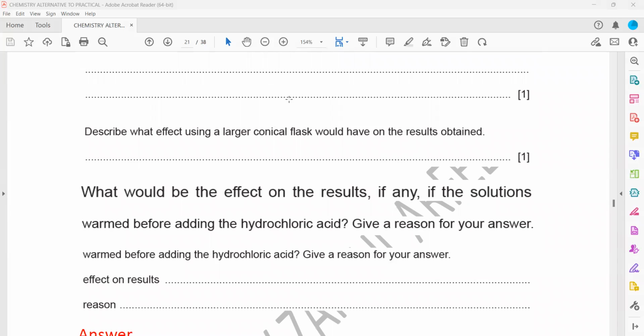Then what would be the effect on the result if any of the solution was warm before adding the hydrochloric acid? Effect on the result, and the reason. So will there be an effect? There will be no effect because there is no change in the amount of the reactant, we are using the same amount of reactant. We are using the same concentration or same amount of the reactant. That's why there is no effect on the results. Is it clear, this part?